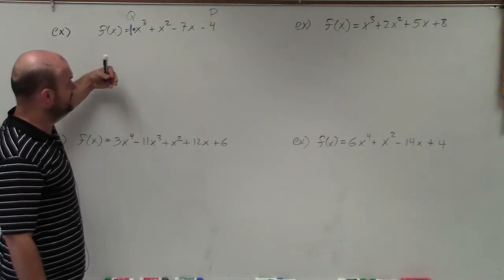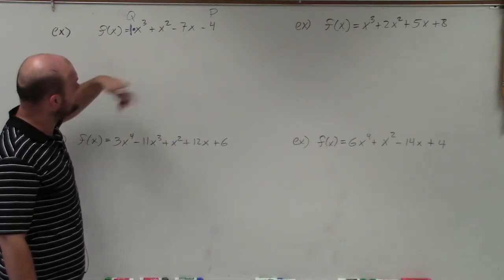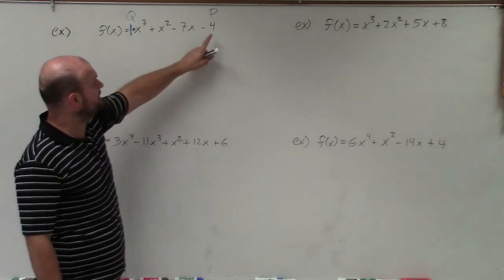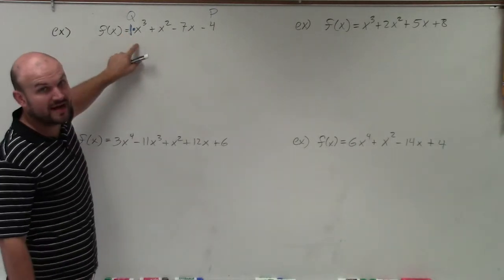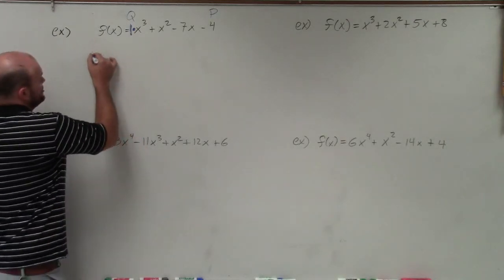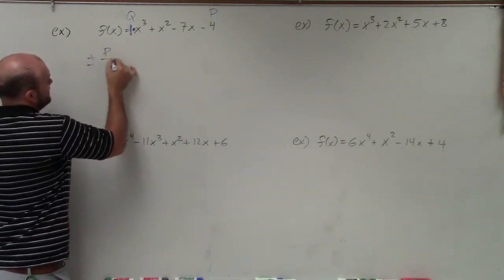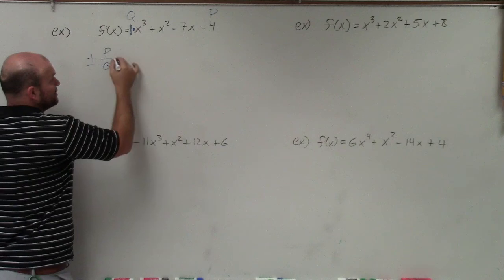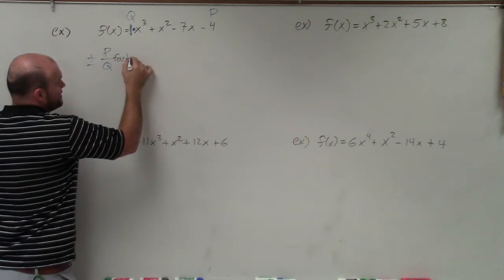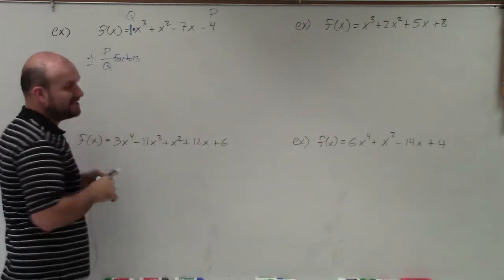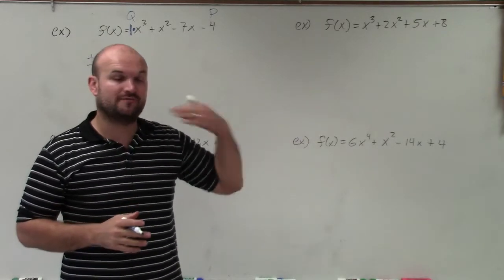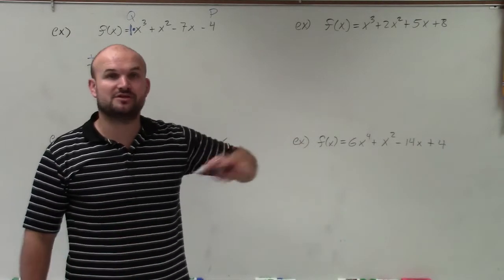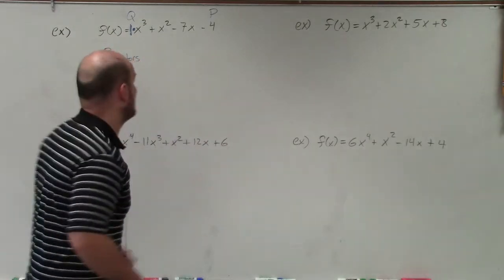What the rational zero test tells us is that the set of rational zeros is going to be plus or minus all of the factors of P over all of the factors of Q. So it's basically plus or minus P over Q. What I like to do is write out, first of all, the factors of P, and then divide it by all the factors of Q, and then write them out as one.